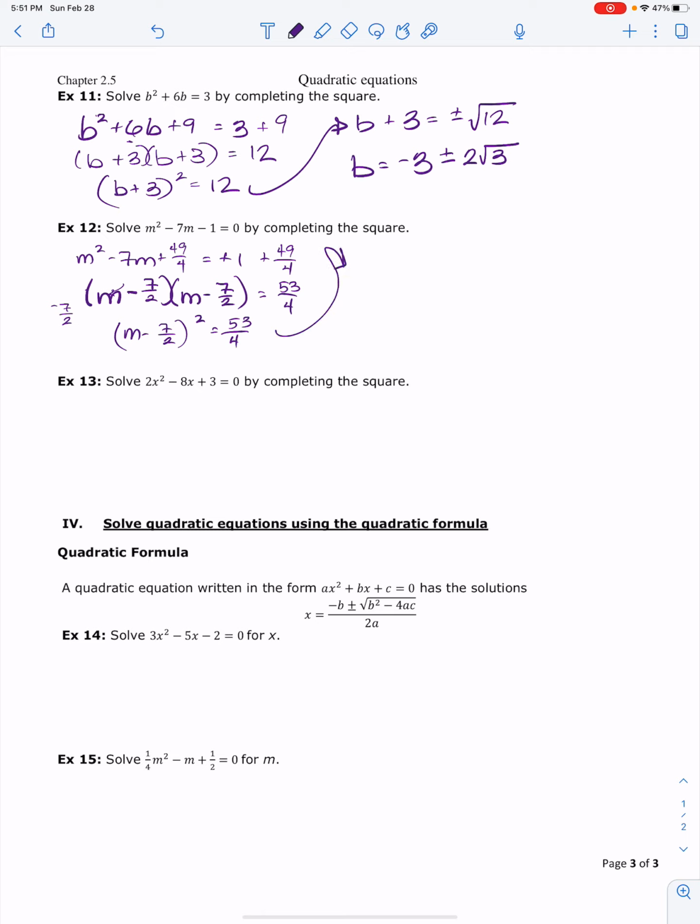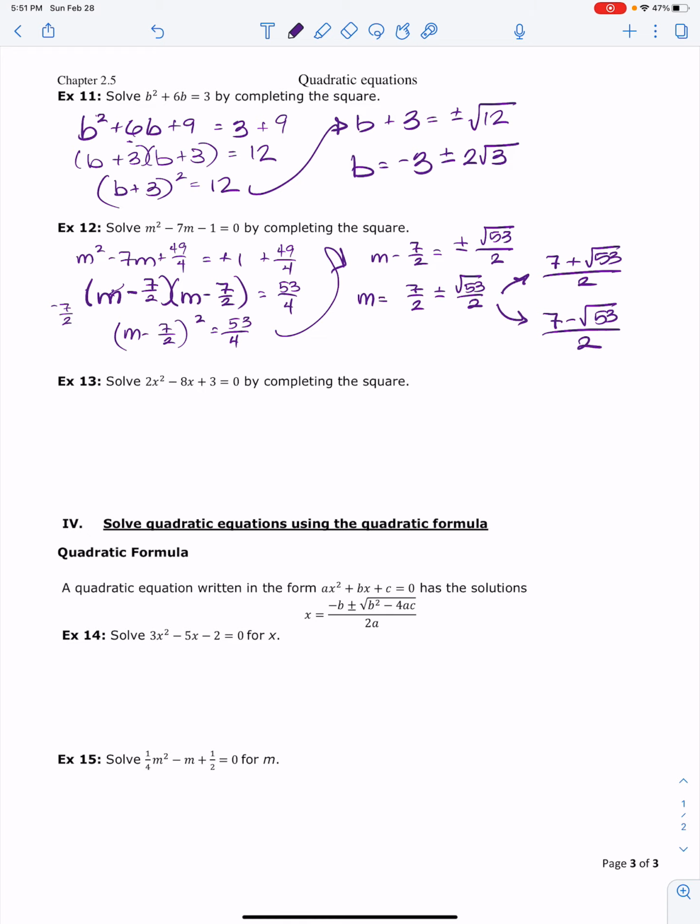I am going to take the square root of both sides. We get m minus 7 halves equals plus or minus, 53 cannot be factored, but we can take the square root of 4 and we get 2. Add 7 halves to both sides. I get 7 halves plus or minus root 53 over 2. Keep in mind, this is two separate numbers. This is 7 plus the square root of 53 over 2, and then 7 minus the square root of 53 over 2. And there are two solutions.